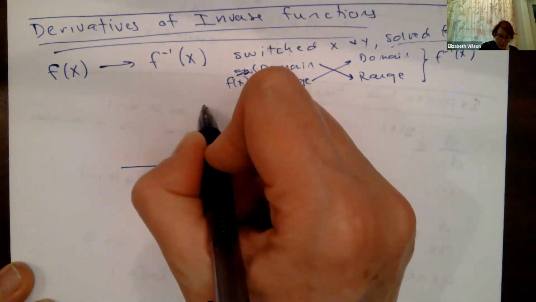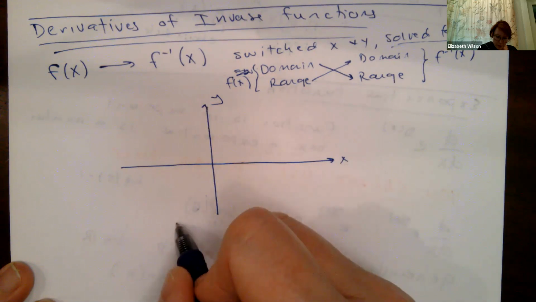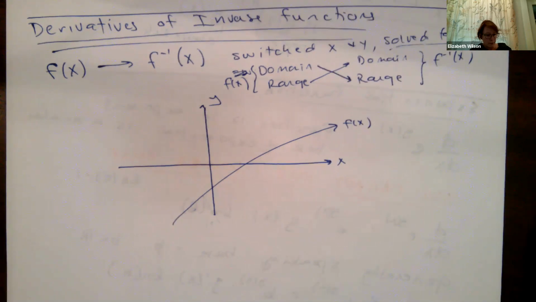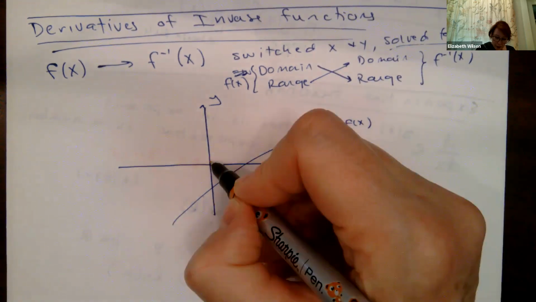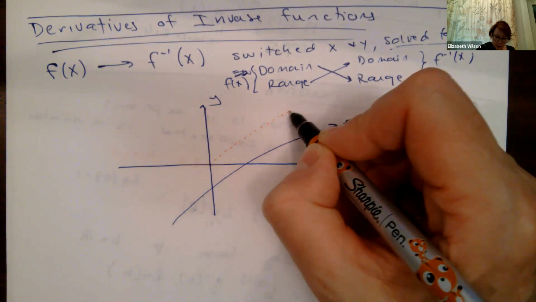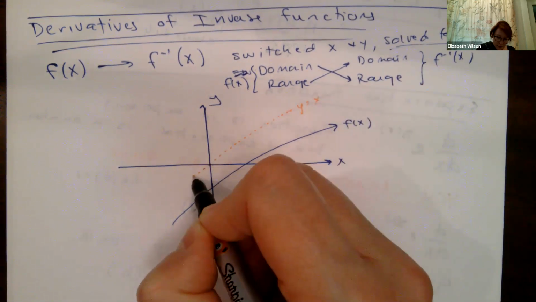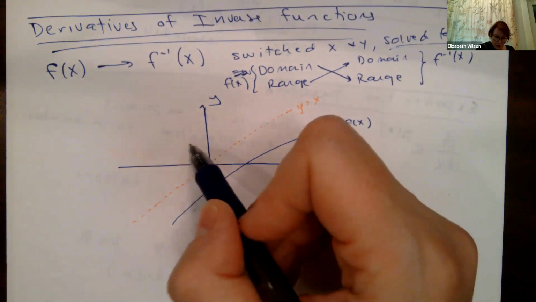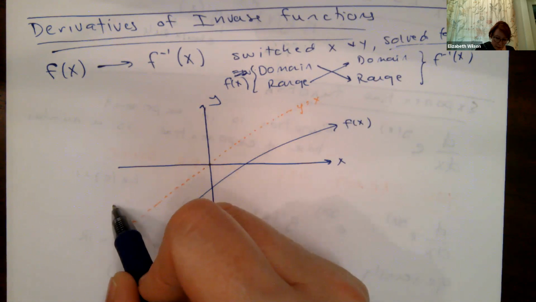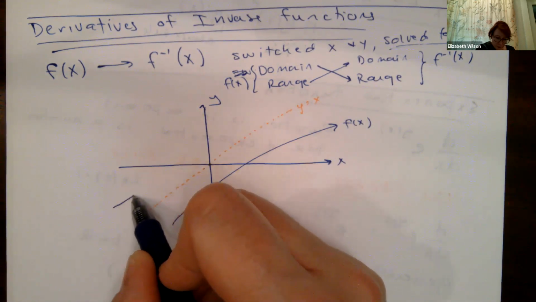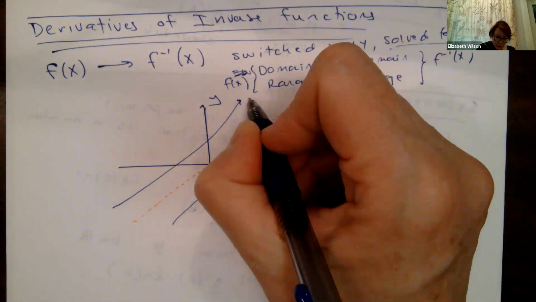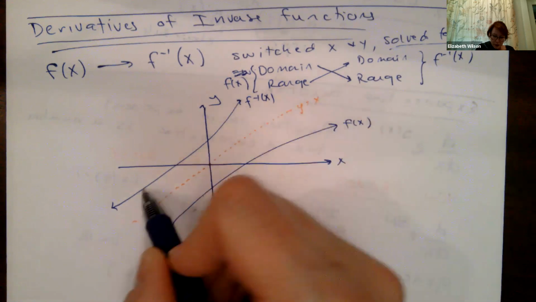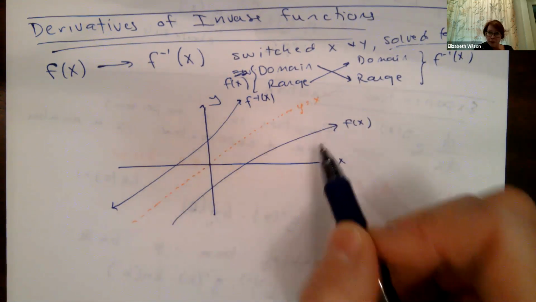My x-axis, here's my y. I'm just going to draw some random, here's my random f of x, right? That's my function. Now remember, our inverse functions have a graphical symmetry to the line y equals x, right? So my inverse function, I'll try to make it look as much like that as I can. This is my inverse. Okay, so I've got my inverse function, I've got y equals x, and I've got my function.